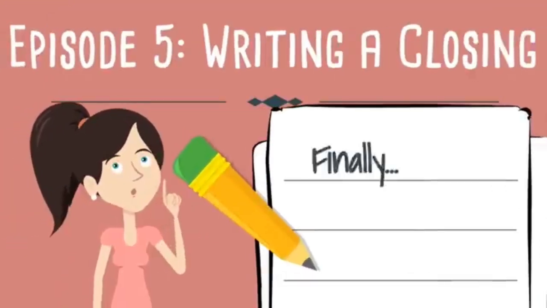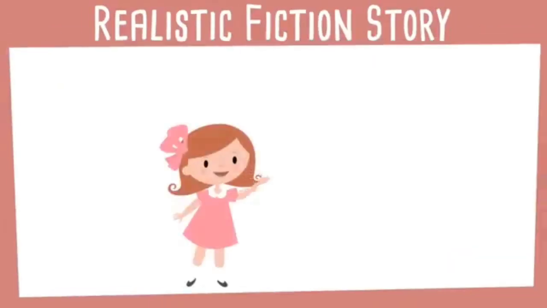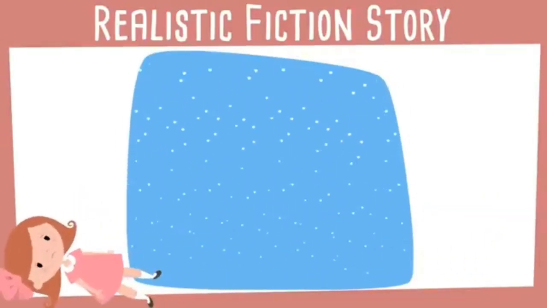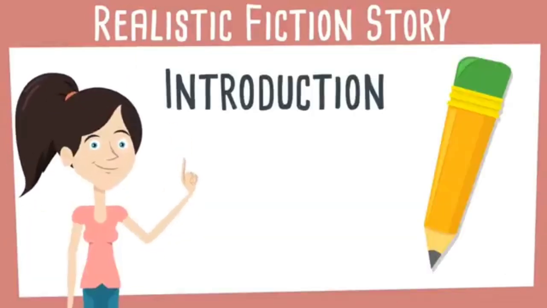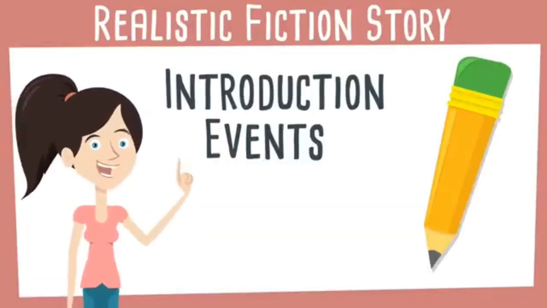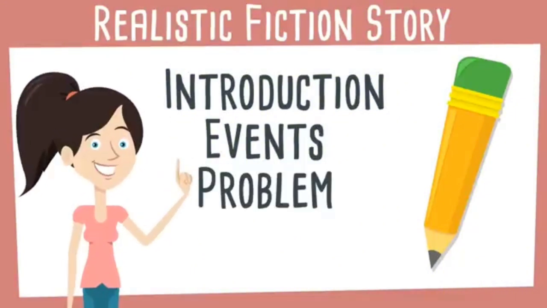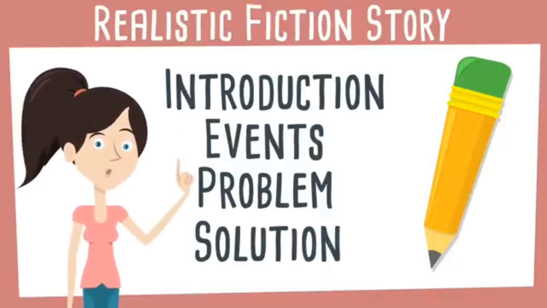Episode 5, Writing a Closing. I'm writing a realistic fiction story. It's about a girl named Mary who takes her dog Sam on a walk in the snow. She slips on ice, drops his leash, and he runs away. I've already written an introduction to my story, the events leading up to the problem, and a detailed description of the problem. Now I'm ready to write about the solution or how the problem gets solved.